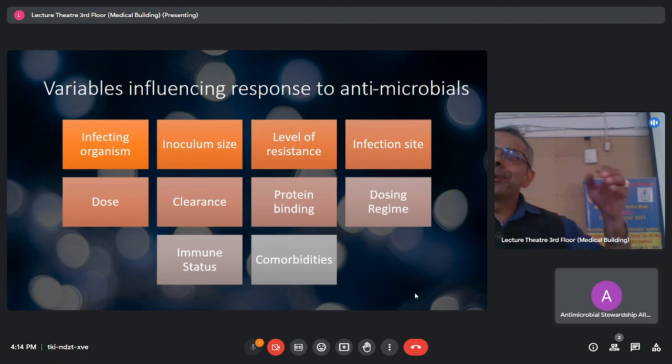But when it is bound to tissues, it will act locally for a prolonged period of time. This is what we see when we are using carbapenems. They have got good protein binding, and then they have a prolonged duration of action.